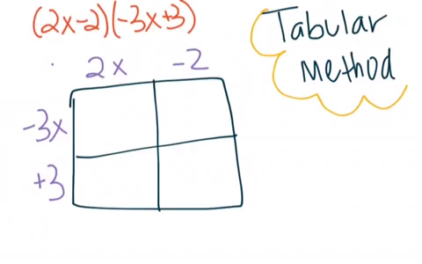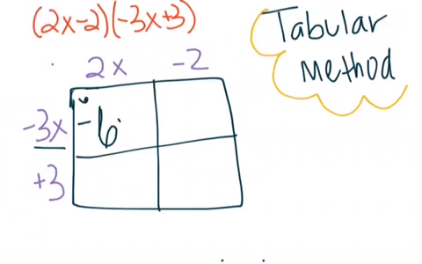So in this first square right here, we have negative 3x times a positive 2x. I'm in this square right here, okay? Negative 3 times a positive 2 is negative 6.